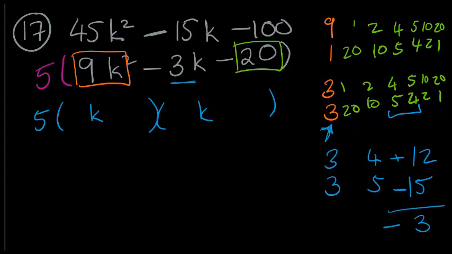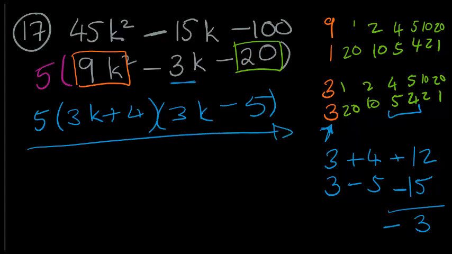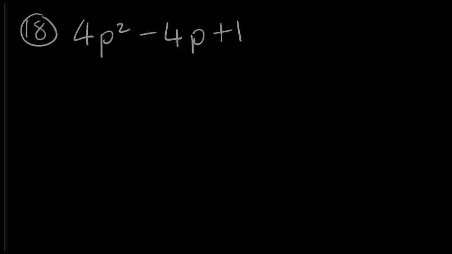Therefore, my signs are going to go plus there and minus there. So this becomes 3k plus 4 and 3k minus 5. And that, my folks, is my final answer. Question 18.